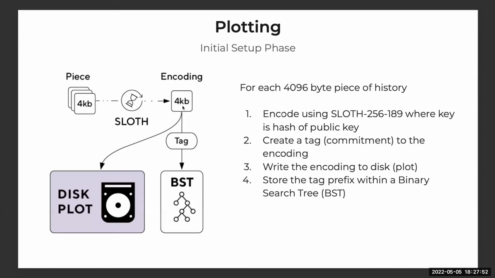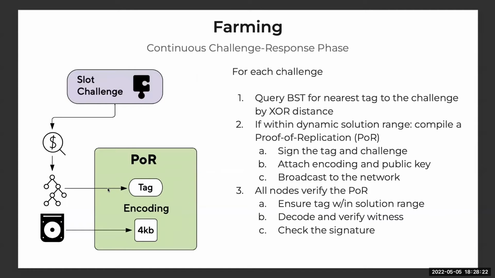So we do these encodings. You can think of this like the blockchain history just being chunked into lots of pieces. And for every encoding that we create, we're going to hash the encoding, which is to create a commitment to the encoding, a tag, and we're going to store that in a binary search tree, and then we're going to write the encoding to disk. And then once we've written all of our available space, we're ready to start the consensus protocol, which we call farming.